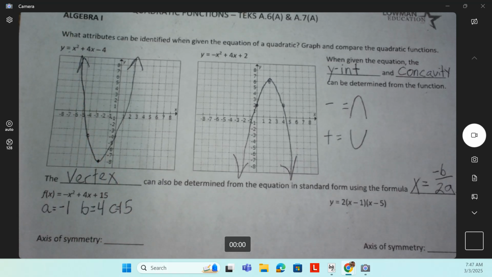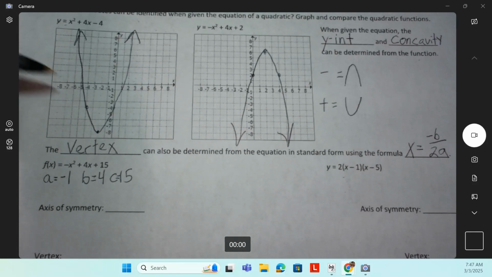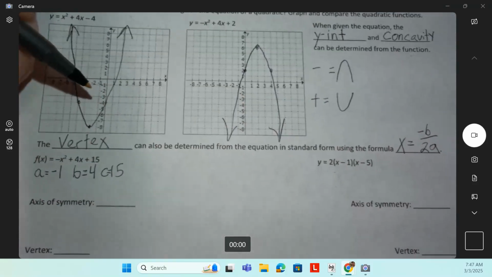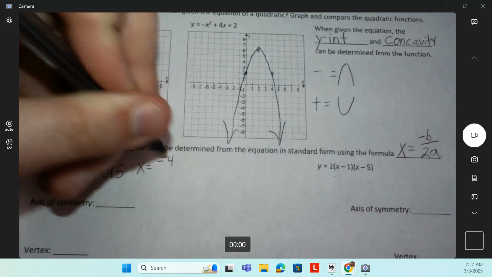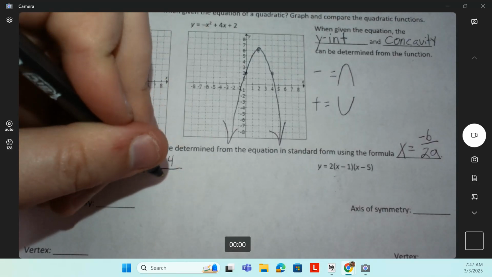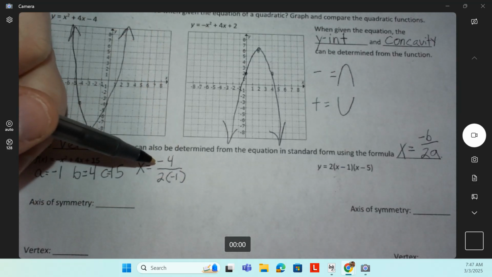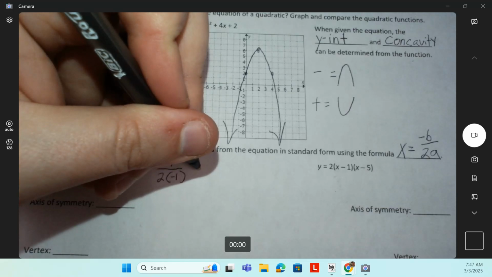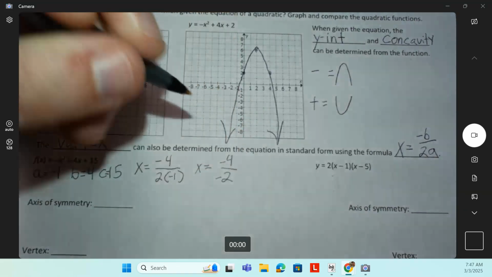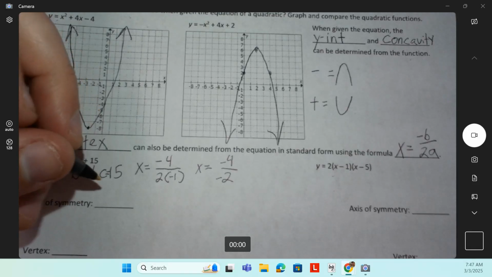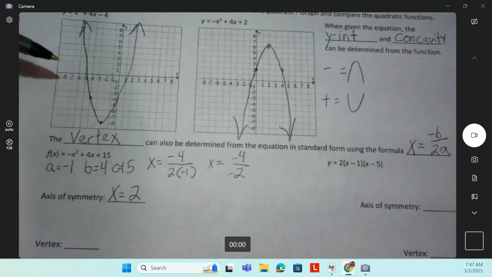And so to figure out that axis of symmetry, all I have to do is plug in the a and b values to that formula. So x equals negative 4, because that's a negative b, over 2 times a, which is negative 1. And so those two negatives will end up making it positive. And so it's x equals negative 4 over negative 2. When that divides out, I just get x equals 2. So my axis of symmetry is x equals 2.